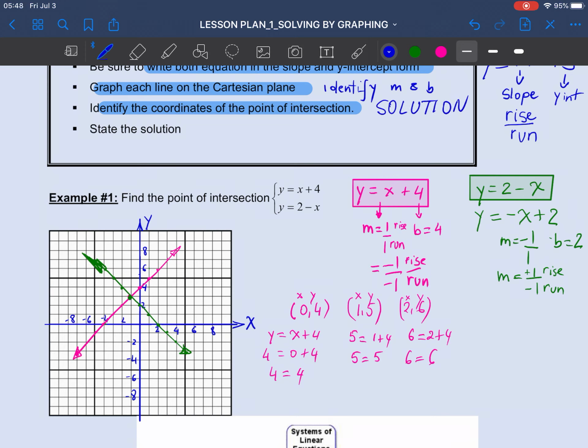Okay? In our case, this point has the coordinates x equals -1 and y equals +3. So we're going to say that x equals -1 and y equals +3 is a solution to both equations, or the solution to the system. If we want to test this solution, we can substitute it into both equations and check and see if both sides of the equation will become true.